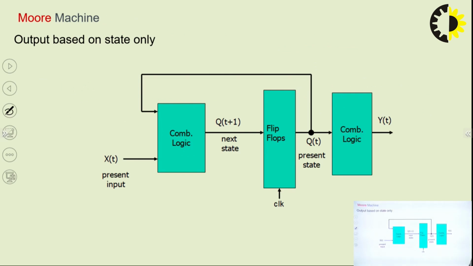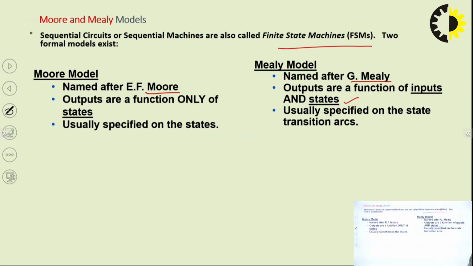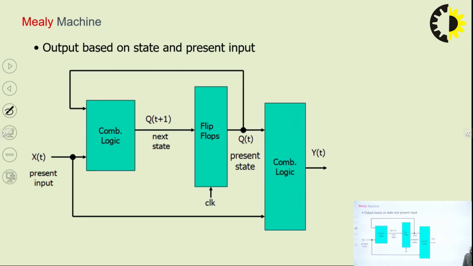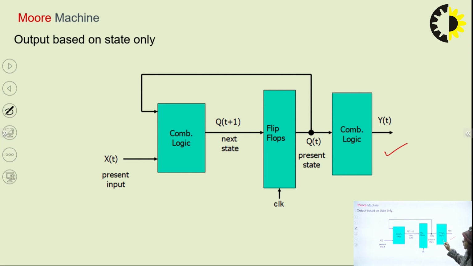So when we talk about the Moore machine, it is based on outputs only. There is a combinational circuit, then a flip-flop, which is used to find the next state and present state, and this present state is again passed through a combinational circuit to find the output Y. This is the Moore model. The output is not through a flip-flop, the output is through a combinational circuit.